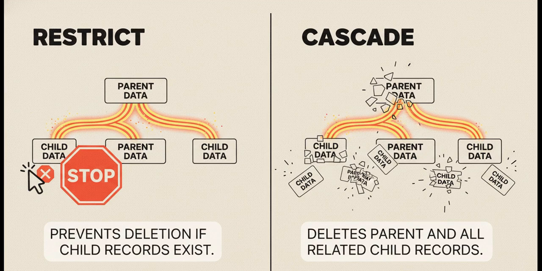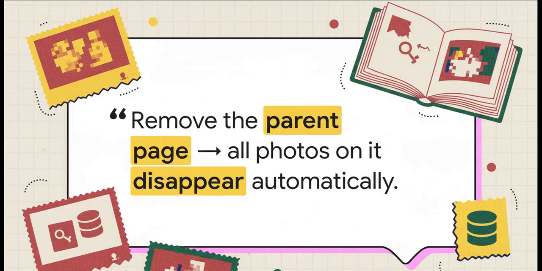Cascade, on the other hand, is the really powerful option. It says, sure, go ahead and delete the parent, and I will automatically find and delete all of its children too. I love this analogy. Using Cascade is like ripping an entire page out of a photo album. You don't just lose the page itself, you instantly and permanently lose every single photo that was stuck to it. It can be incredibly useful, but man, you have to be absolutely certain that's the behavior you want before you set it up.